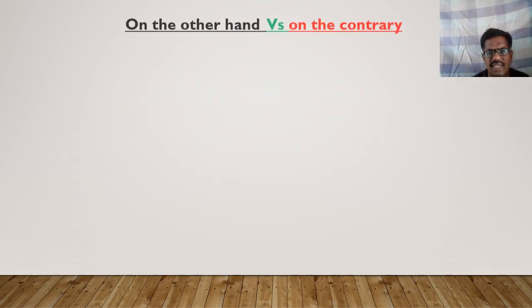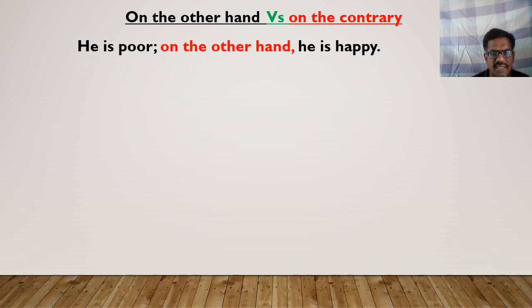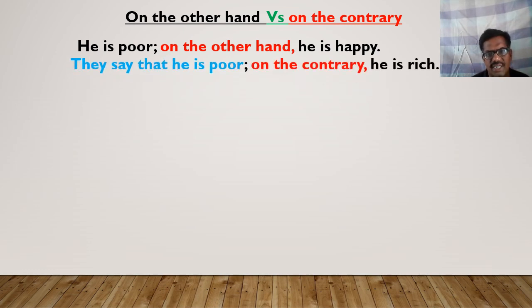Right, now let us see what is the difference between on the other hand and on the contrary for joining the ideas of contrast. Look at this sentence. He is poor. On the other hand, he is happy. Here, on the other hand, joins the two sides of the statement, whereas on the contrary also joins the ideas of contrast, but here it presents the second occurring sentence, and it makes the first occurring sentence false. That means it makes the first occurring sentence untrue.